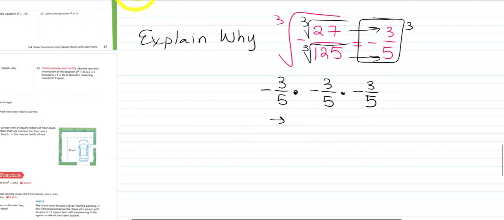If you need any help with this while you're doing this in class, please ask me and I will show you how to enter the answer into Savvas Realize. But the reason that this cube root of negative 27 over 125 is negative 3/5 is because when you cube that fraction, you get that answer. I hope that makes sense.